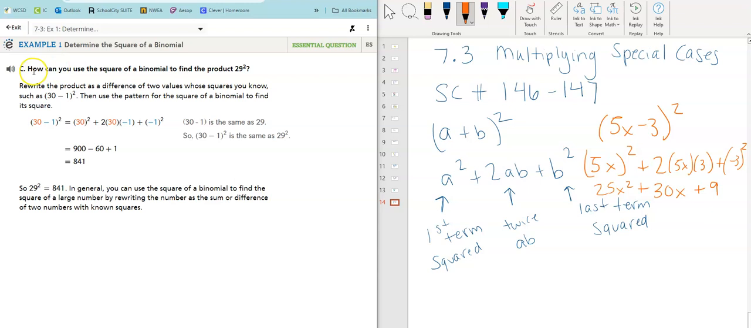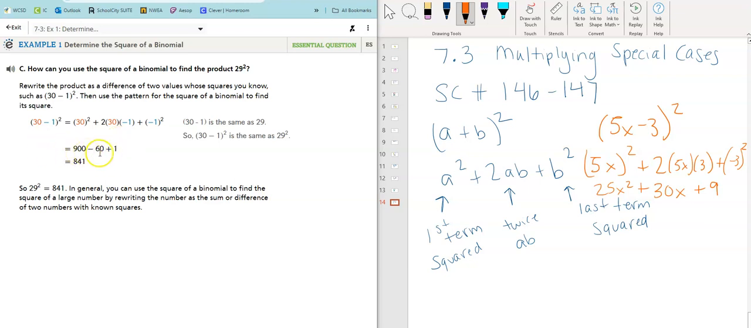All right, in this next one, we are looking at how can I now use this information to help me? If I have 29 squared, how can I use the square of a binomial to help me figure out the answer? They just rewrote the product as a difference of two values. They rewrote 29 as 30 minus 1, and they squared that. Then they used the pattern to do 30 squared minus 1 squared, and then 30 times negative 1 times 2. So you're going to get 900 on the beginning.